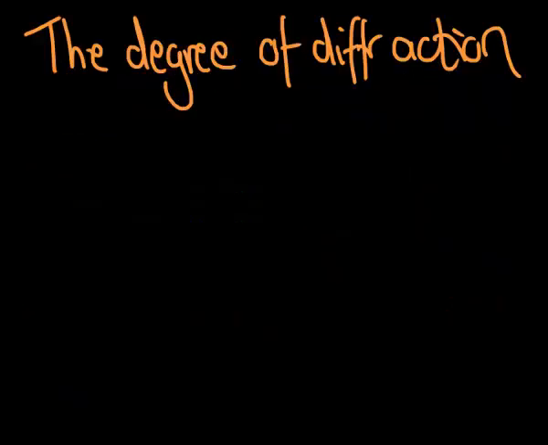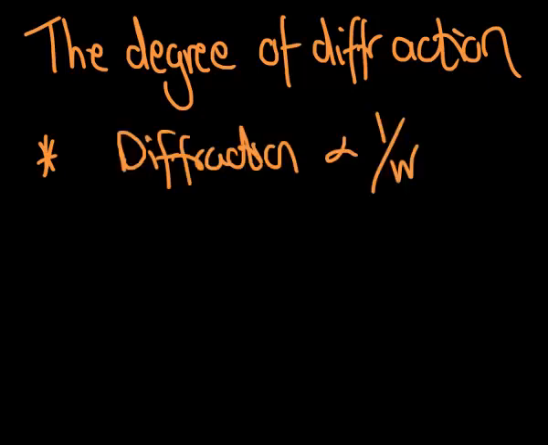Now the degree of diffraction, that means the amount of bending, basically depends on two things. First off is your slit width. And slit width is indicated as my small letter w over here. So diffraction is inversely proportional to slit width. That means the smaller the slit, the greater the diffraction.